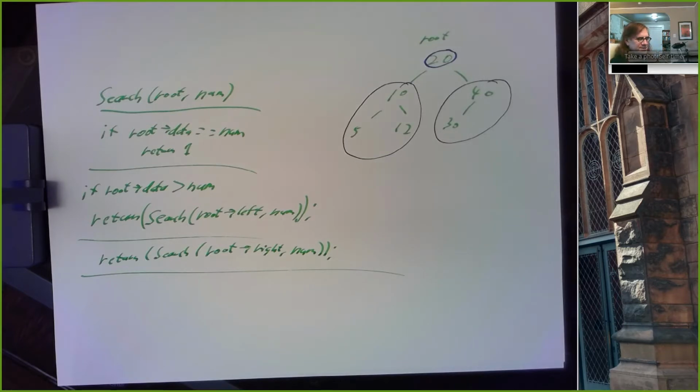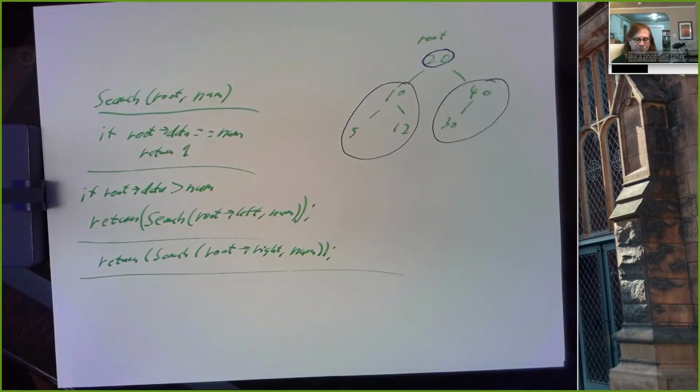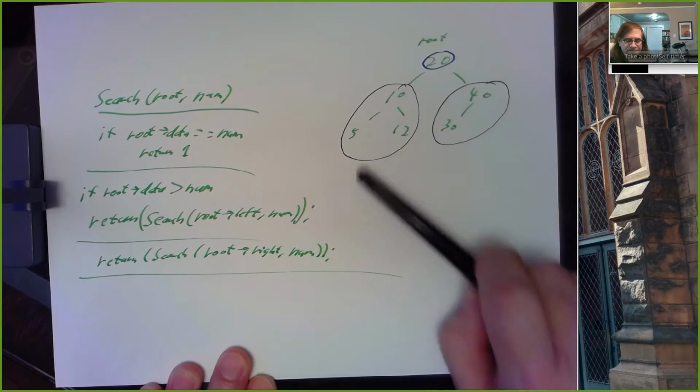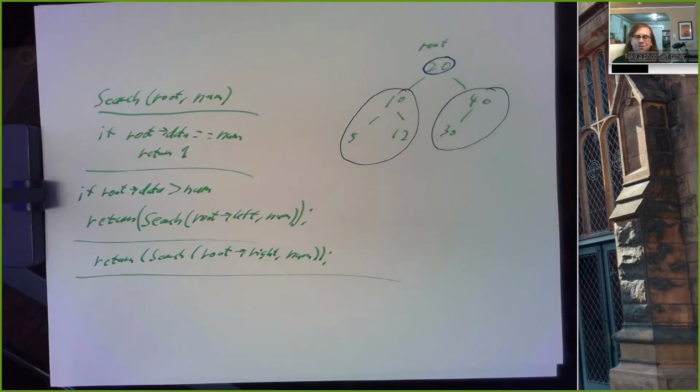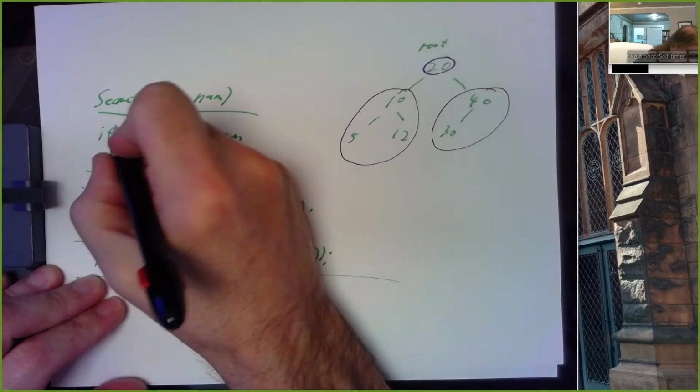But there's still an edge case to deal with. What's the edge case here? Null tree. If we pass in a null tree, this is going to segfault. And in fact, when we search for something that's not in the tree, we're going to keep searching subtrees, subtrees, subtrees until we get to a place where the subtree we're searching is empty. So we're often going to encounter this case where the root is null and we need to deal with that.